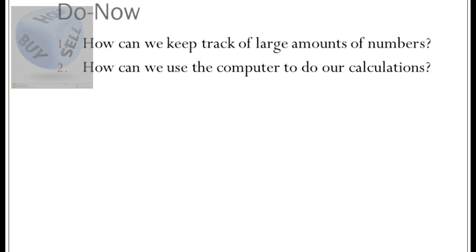Number two, how can we use computers to do calculations? Obviously, if I have these millions of numbers, I want to be able to do these calculations on a computer. I don't want to have to add 2 plus 2 every single time, right? Or even do bigger numbers and have to do all that work myself. So how can I use a computer to do that for me? So go ahead and pause the video, answer these in either a Google Doc or on a piece of paper.